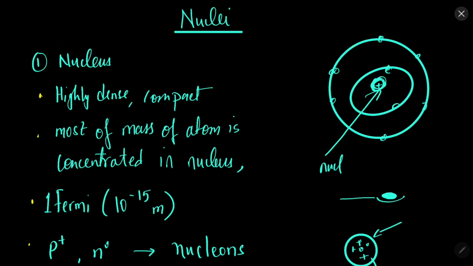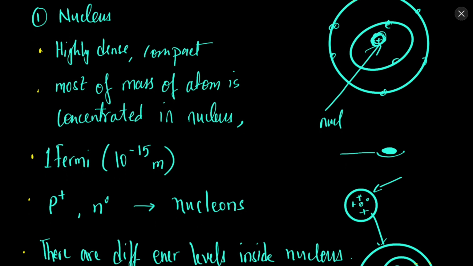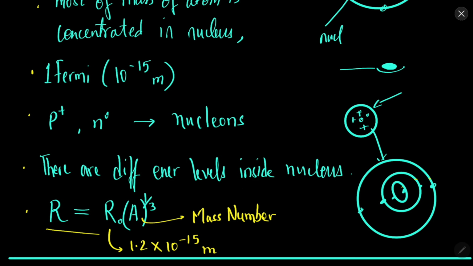So nucleus is a highly compact, highly dense object at the center of the atom, consisting of nucleons, which are protons and neutrons. They are present in different energy levels, and the size can be obtained by this formula.